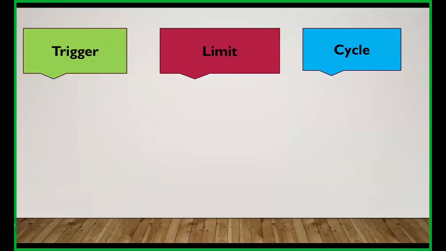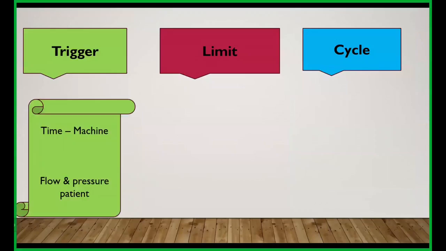Okay, now coming to individual parameters. Trigger can be machine triggered or patient triggered. Machine triggered means it is time triggered. So if you set a respiratory rate of 12 breaths per minute, then after every 5 seconds, there will be a mandatory breath generated by the ventilator. This is called the time trigger. Time trigger is always done by the ventilator and can never be patient triggered, whereas flow and pressure triggers can be patient derived.